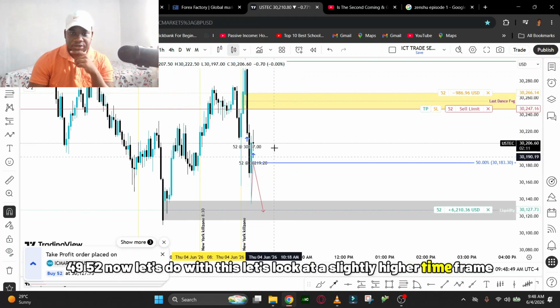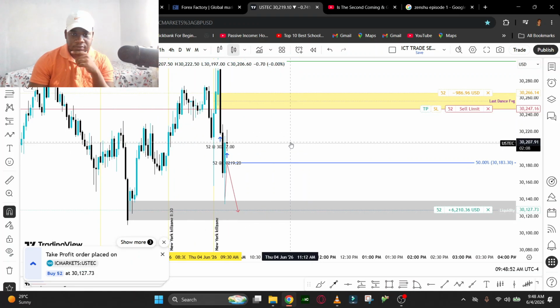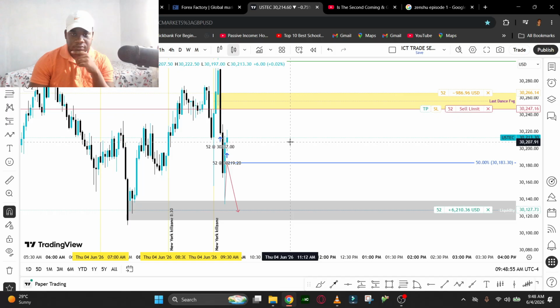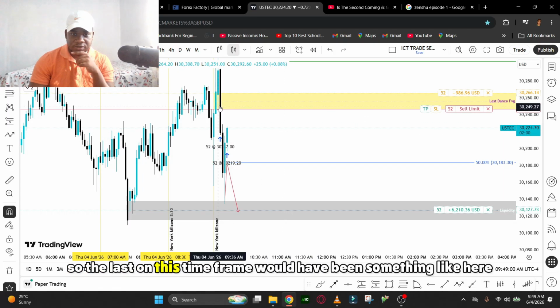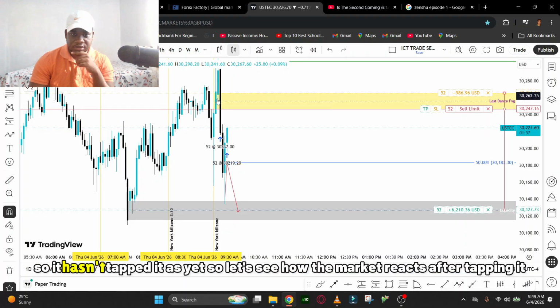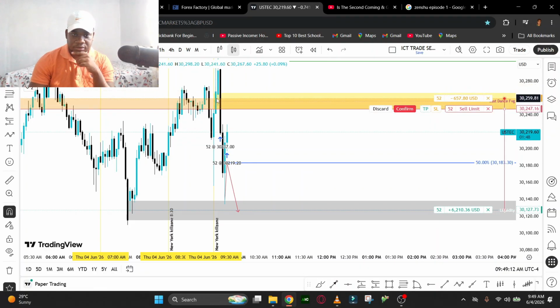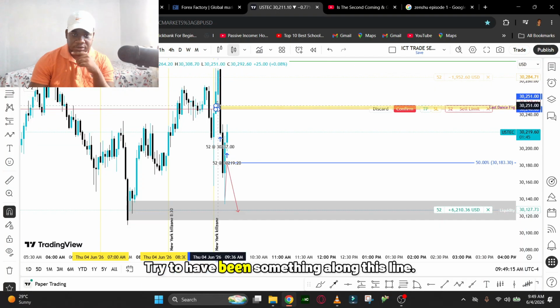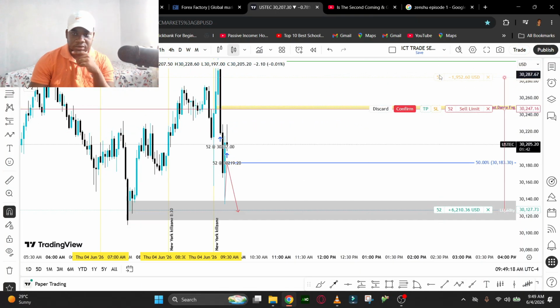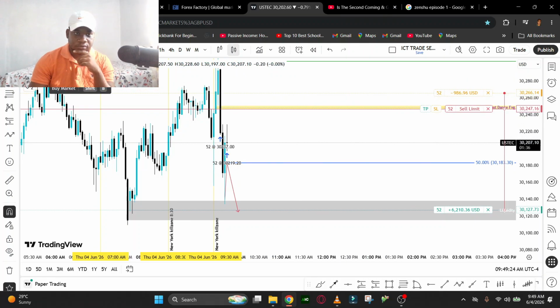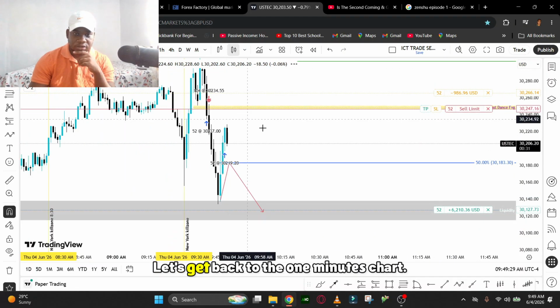Let's look at a slightly higher time frame. So the last dance on this time frame would have been something like here. So it hasn't topped it as yet. So let's see how the market reacts after topping it. So it would have been something along this line. Get back to the 1 minute chart.